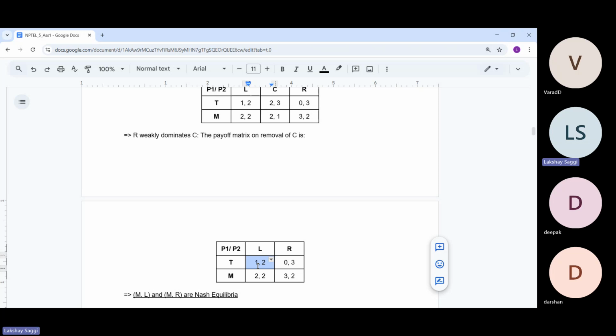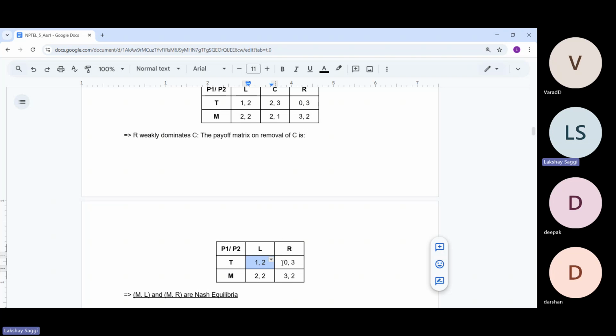So here we'll check if any of the players has any incentive to switch or not. Right now the row player has a payoff of 1 and the column player has a payoff of 2 if we are checking for the entry T comma L. Now if the row player decides to switch from T to M, the payoff of the row player increases from 1 to 2, so the row player will have an incentive to switch. That's why T comma L will not be a Nash equilibria, because the row player will always have an incentive to switch for a better payoff. So T comma L is not a Nash equilibria.